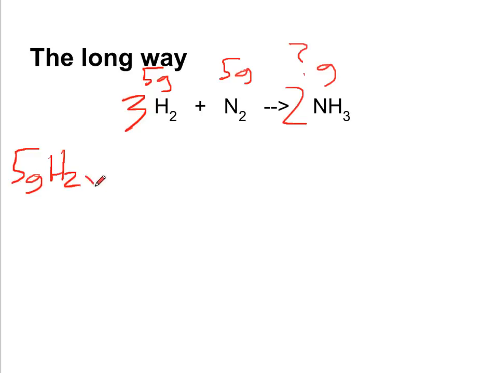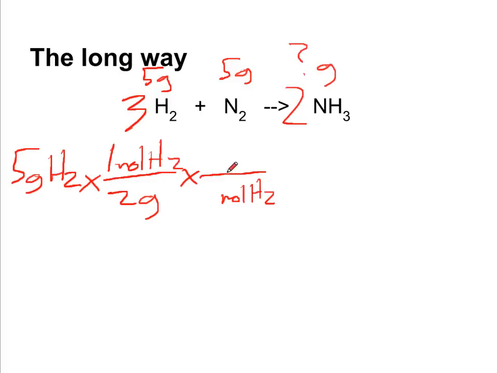In any stoichiometry problem, the first step is usually to convert to moles. So we want to get to moles of hydrogen. 1 mole of H2 has a mass of 2 grams. Our next step is the mole ratio to switch from hydrogen to NH3. So we want to get rid of moles of hydrogen and get into moles of NH3. We're going to take the 3 from hydrogen, put it here, the 2 from NH3, put it there.